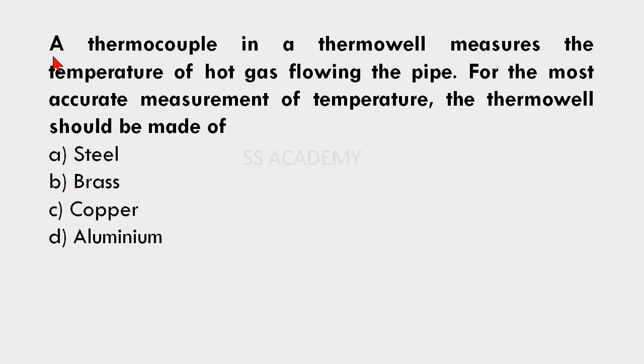So next question is, a thermocouple in a thermowell measures the temperature of hot gas flowing in the pipe. For the most accurate measurement of temperature, the thermowell should be made of option A steel, option B brass, copper and aluminium. The answer is option A, steel. A thermocouple in a thermowell measures the temperature of hot gas flowing in the pipe. For the most accurate measurement of temperature, the thermowell should be made of option A, steel material.